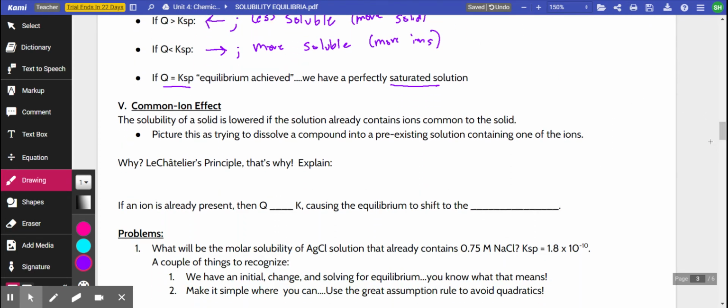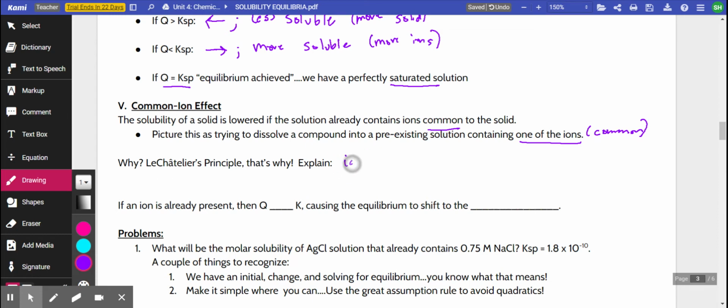Okay. All right, so when we make solutions, sometimes we don't make them in pure water, or if a reaction is taking place, there may be other ions in the solution as the reaction is happening. So we have something that's called common ion effect. So it states that the solubility of a solid is lowered if the solution already contains ions common to the solid. So think of this as trying to dissolve a compound into a pre-existing solution that already has one of the ions. If it already has one of the ions, that is called the common ion.